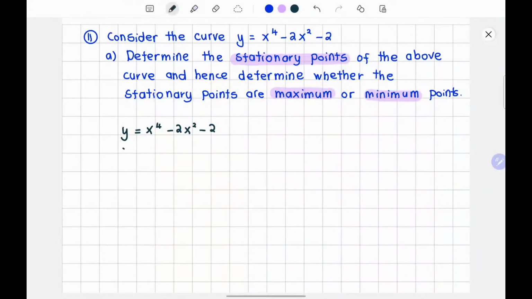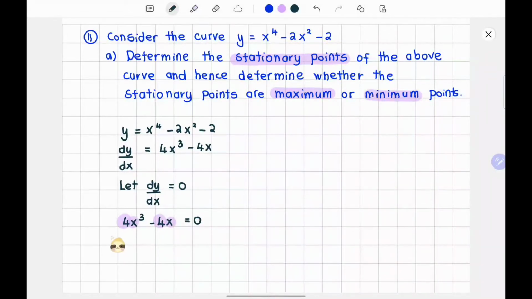Kita differentiate y, we get dy dx equals to 4x cube minus 4x minus 0. Tak adalah. Okay. Then kita let dy dx equals to 0. So 4x cube minus 4x equals to 0. Saya keluarkan apa yang sama. So dia ada nombor 4. Kita boleh keluarkan 4 dan keluarkan 1x. So 4x kita keluarkan, yang tinggal x square minus 1.